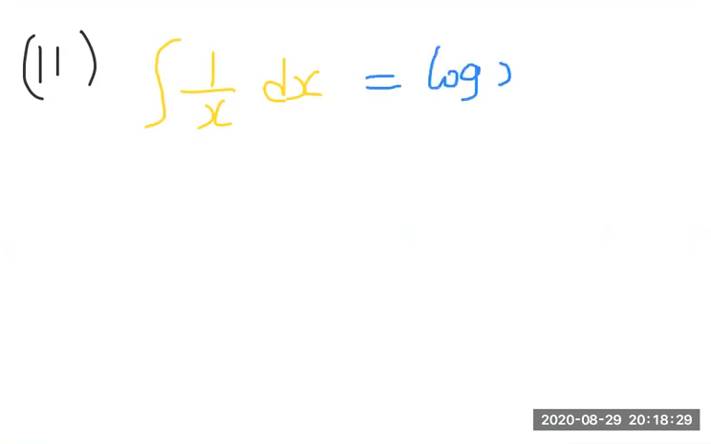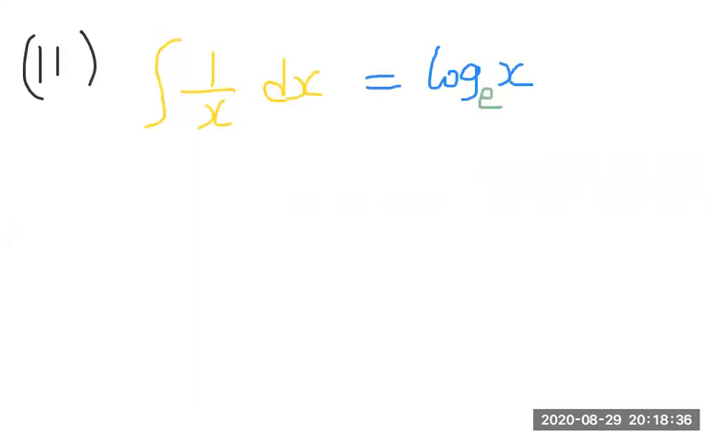One question is there like this, beta. What is integral of 1 by x dx? Integral of 1 by x dx. So integral of 1 by x dx is nothing but, beta, log x base e.